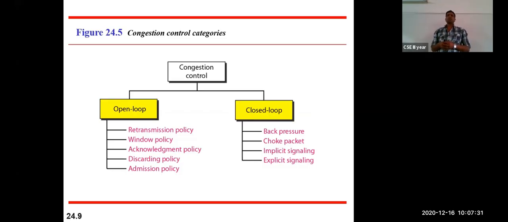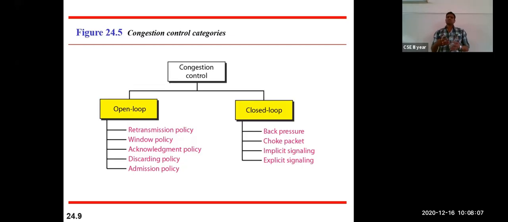That is congestion avoidance. So we broadly categorize them as open loop congestion control strategies and closed loop congestion control strategies. Open loop strategies were all discussed in the previous class: retransmission policy, window policy, acknowledgement policy, discarding policy, and admission policy. All these five policies were discussed. So that was congestion prevention. Coming to closed loop, congestion avoidance, the first two were also completed in the last class: back pressure and choke packet. We are now left with implicit signaling and explicit signaling.